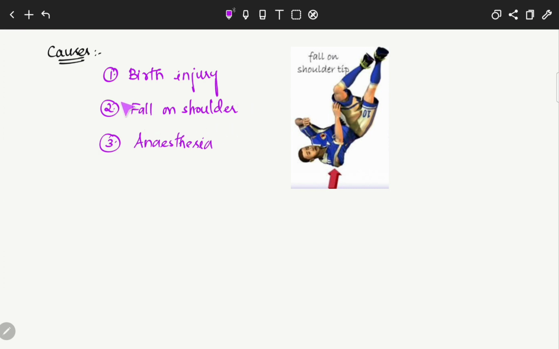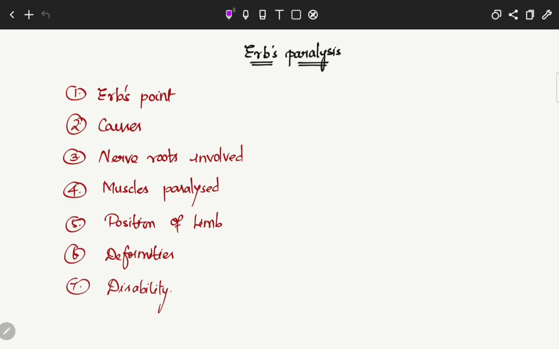Then a fall on the shoulder. This picture describes what is meant by falling on the shoulder tip. In this condition also the brachial plexus gets damaged, particularly the upper portion. That results in Erb's paralysis. Then during anesthesia, for particular surgeries, the surgeon needs the patient to be in a certain position. During that time also, sometimes the brachial plexus gets damaged, resulting in Erb's paralysis. So we saw what Erb's paralysis and Erb's point are and the causes of Erb's paralysis.